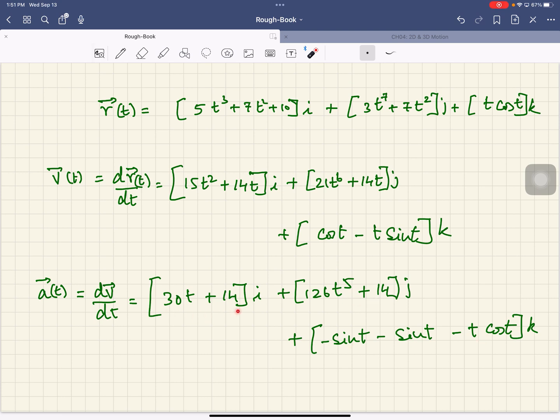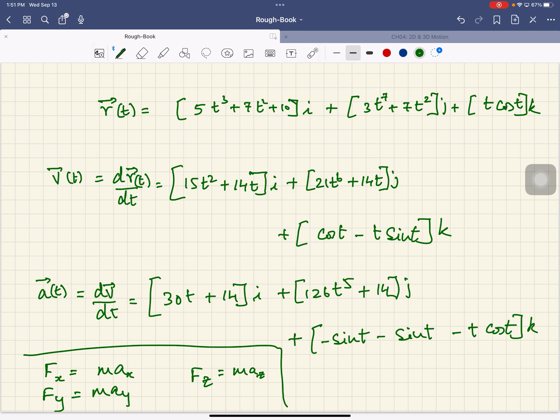Okay, so the force, again, you learn in a later chapter. If you want this acceleration in the x direction, this is the force you have to apply in that direction. Okay? You want this acceleration in the y direction, this is the force you would have to apply in the y direction. Okay? You want this acceleration in the z direction, you would apply a force in that direction.